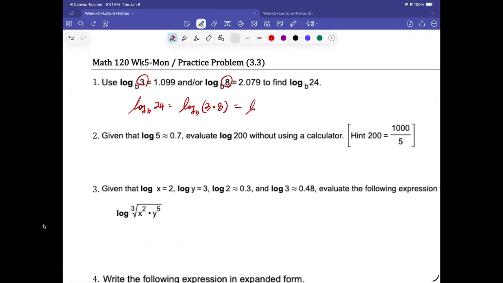So the log base b of 24 is the log base b of 3 plus the log base b of 8. You can rewrite it with addition. So 1.099 plus 2.079. That is what? 3.178.